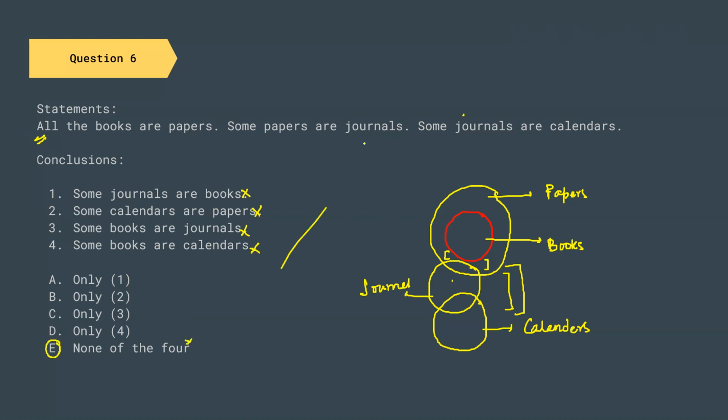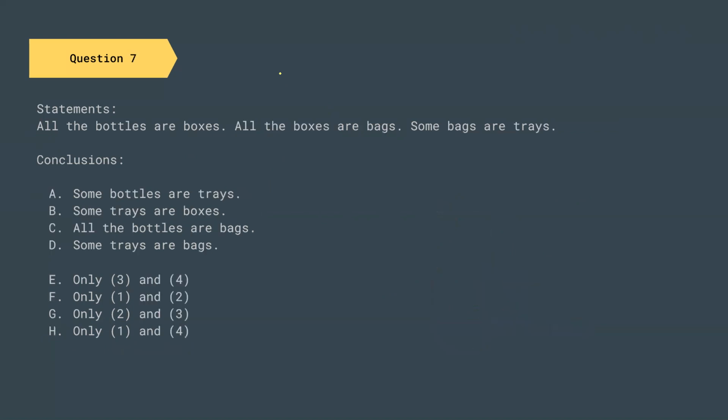So, what is the basic rule of syllogism? Mark only the statements that are given in the question. Do not mark anything more. Do not assume anything more. Do not provide any information from your own side. Let us try another question.